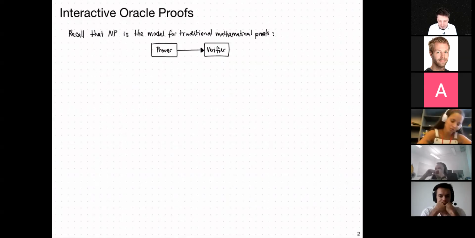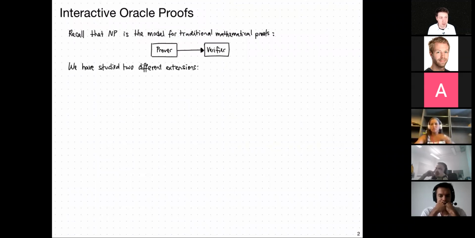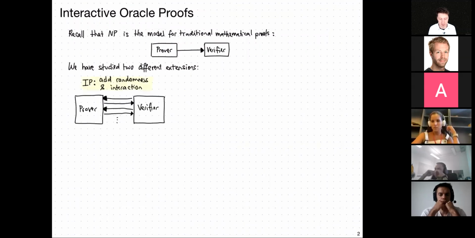To recap, we have discussed in lecture A.1 how NP is the model for traditional mathematical proofs, where you have just a single message going from the prover to the verifier, and the verifier is a deterministic polynomial time algorithm. Okay, so there's no interaction, no randomness. Now, by now, you've seen two different extensions of this model that are going in orthogonal directions. One is interactive proofs, where it differs from the traditional mathematical proof by adding randomness and interaction. Okay, these are the two new resources that the verifier can leverage.